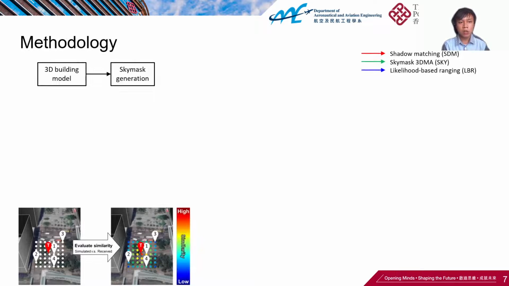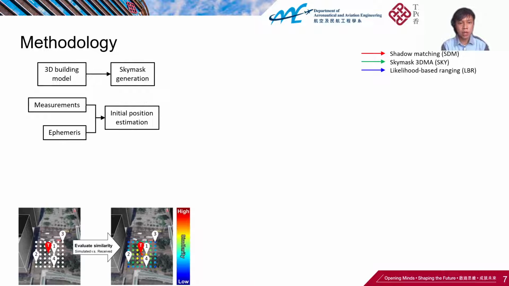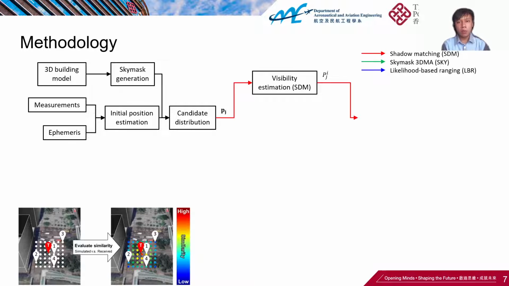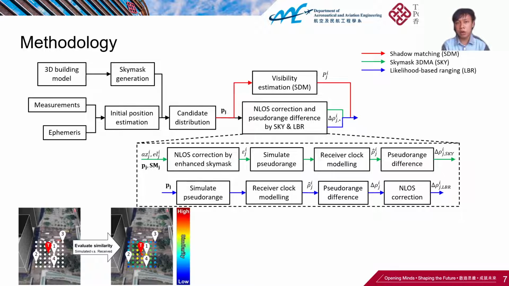Now to the methodology. After we generate the sky mask in the online stage and get the initial position, we can distribute the candidates. At each candidate, we estimate the satellite visibility for shadow matching and model the pseudorange as well as the NLOS correction.